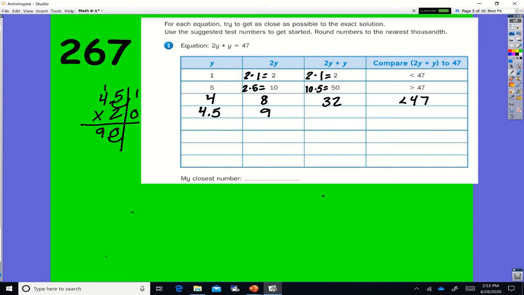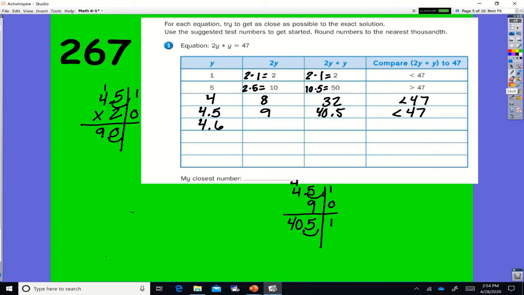Now I'm going to multiply these two. When I multiply, I always take my longer number on top. So I'm going to take 4.5 times 9. 9 times 5 gives me 45. 9 times 4 is 36, plus 4 more is 40. I move the decimal 1, and 1 total. That gives me 40.5. That is still less than 47. But notice we had a big jump here. So I'm just going to try 4 6/10 to see.